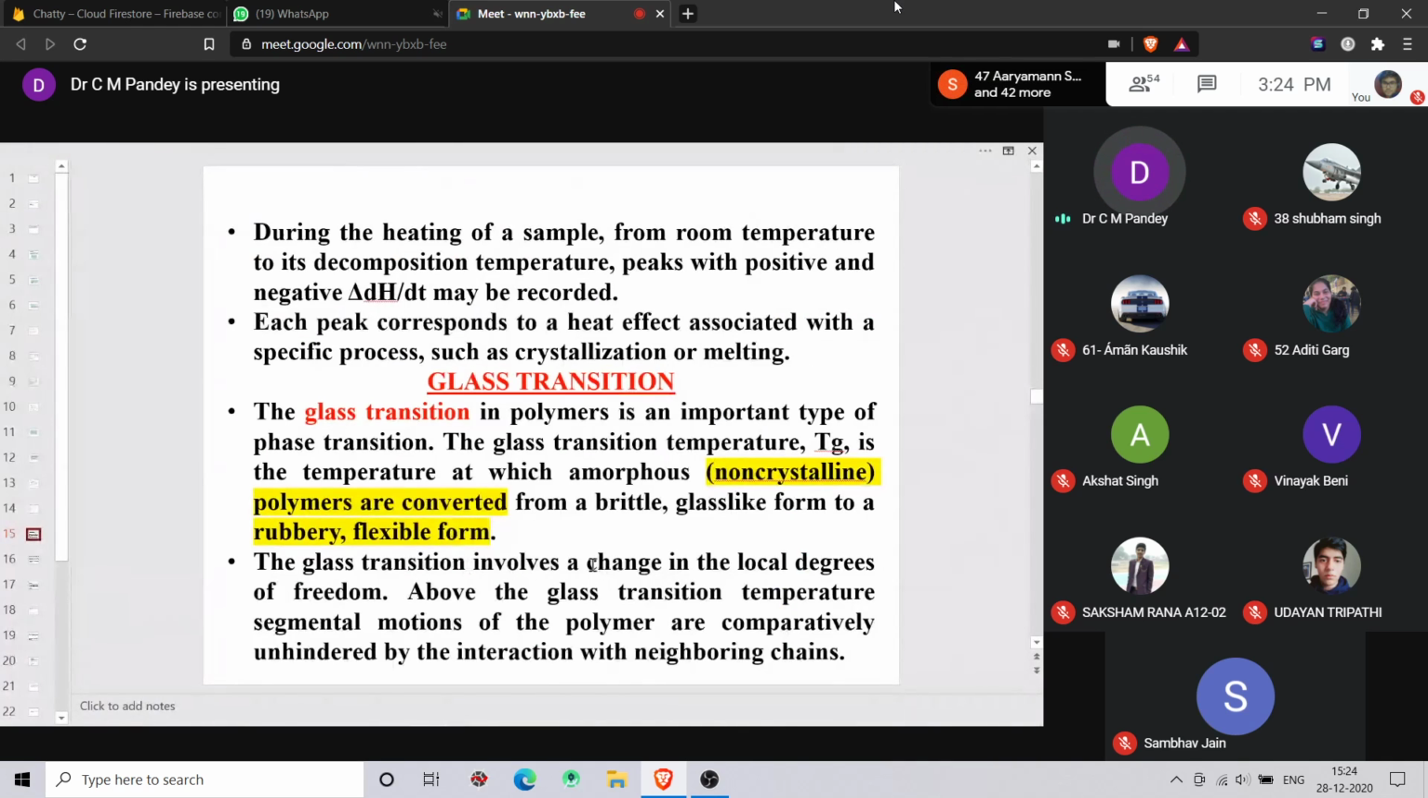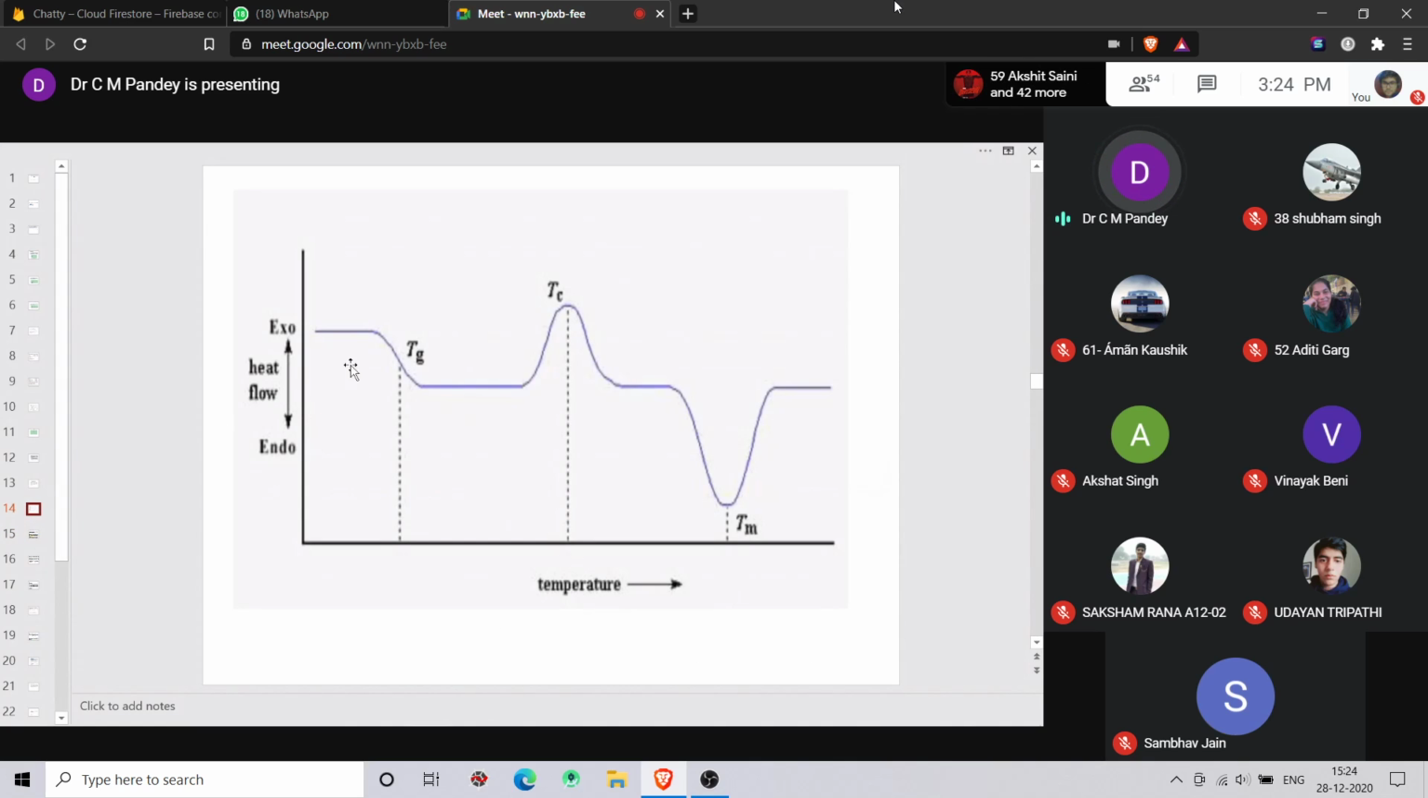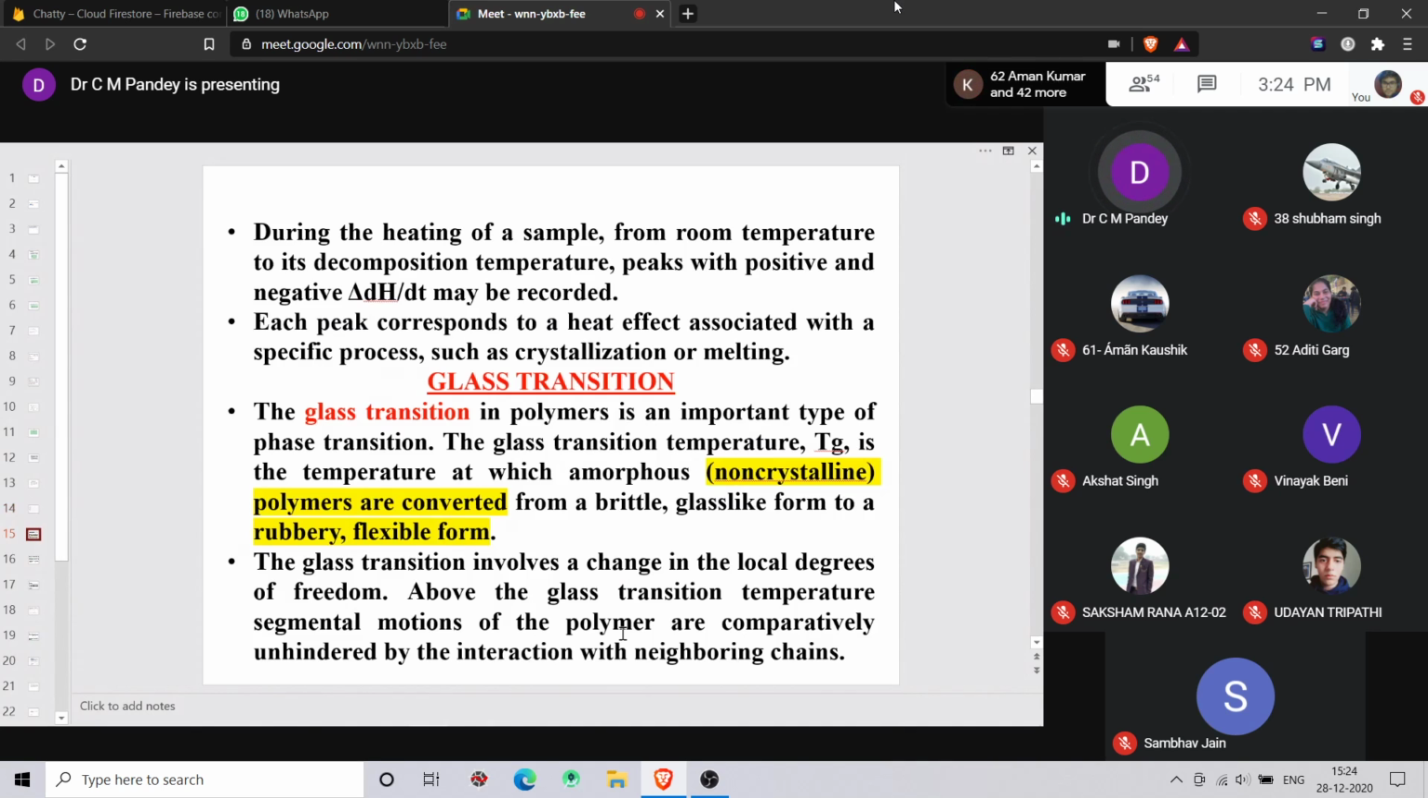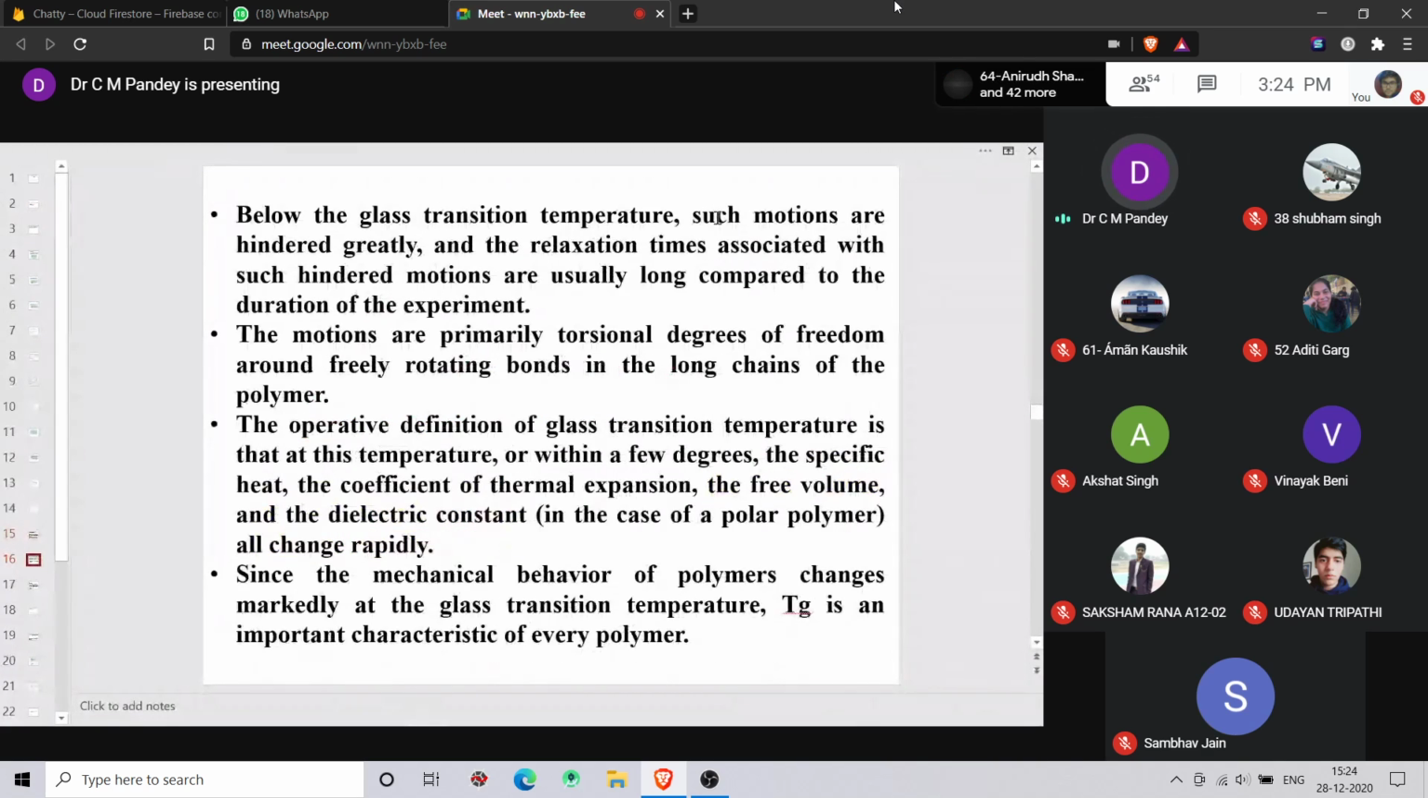Now this glass transition involves a change in the local degree of freedom. Above the glass transition temperature, the segmental motions of the polymers are comparatively unhindered by the interaction with the neighboring chains. Below the glass transition temperature, these motions are hindered greatly, and the relaxation times associated with such hindered motion are usually long compared to the duration of the experiment. The motions are primarily torsional degrees of freedom around freely rotating bonds in the long chain of the polymer.